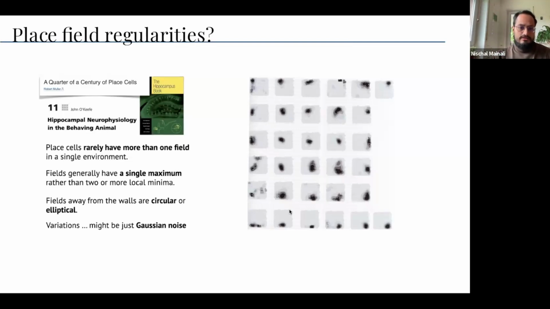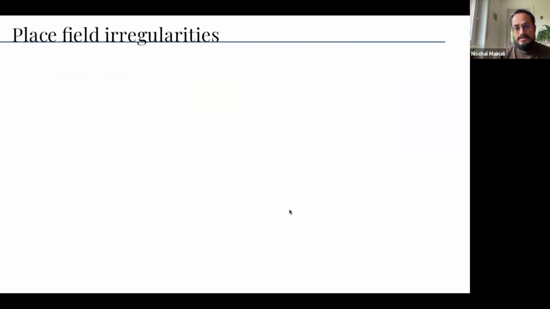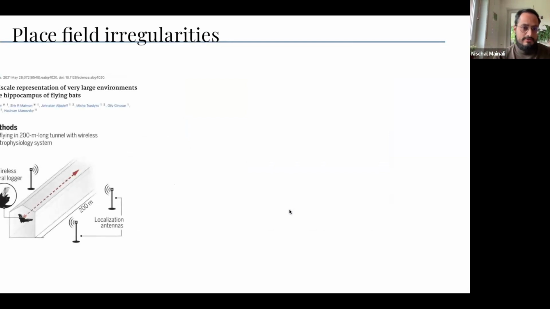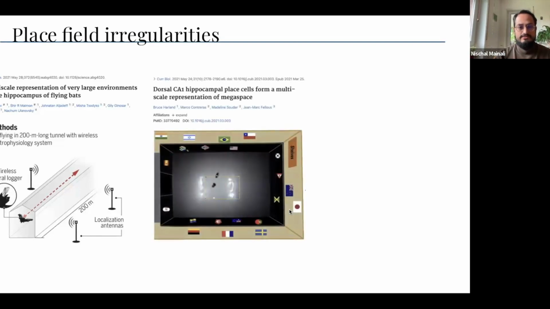Indeed, experimental observations in small environments do give rise to a viewpoint like this. But more recent experiments question this viewpoint. There are many new experiments, but I'll focus on 3 particular ones. The first one is an experiment done in the lab of Nachum Ulanovsky, where they measure bats flying in a long 200-meter tunnel, and they measure the neural activity during the bat's flight. The second experiment is done in the lab of Jean-Marc Fellous, where they measure hippocampal activity in rats exploring this large mega space.